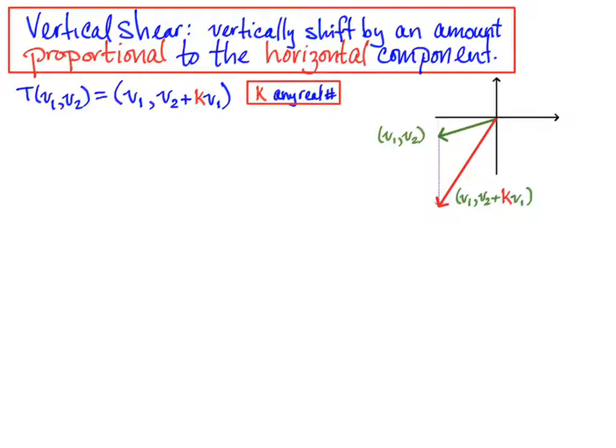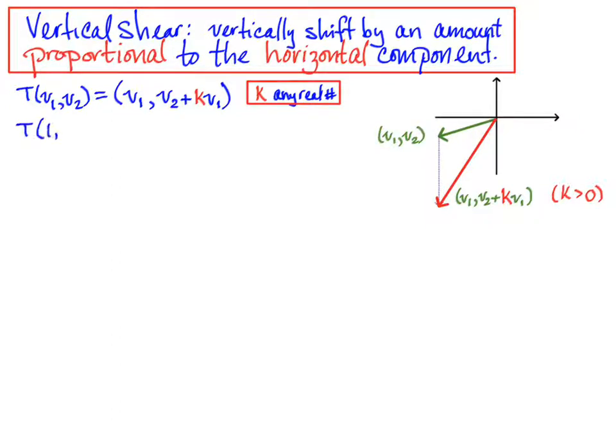So look at this picture. Is K positive or negative? Well, it looks like we've moved it down, but V2 was already negative, and V1 was also already negative in this particular picture. So K is actually positive in this picture because V1 was already negative, and so if we multiply V1 by a positive number, that means we're adding a negative number.